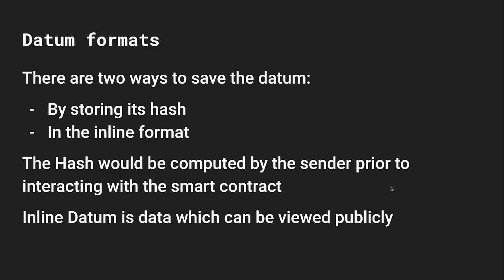So there are two types of format, as I mentioned. One is stored by its hash, and the other one is inline. The hash will be computed by the sender before interacting with the smart contract. The hash value may not be known using your eyes. You may not know it by looking at the UTXO. However, it cannot be considered a way of safeguarding your funds, because there are ways that people can come and get the value of that hash.